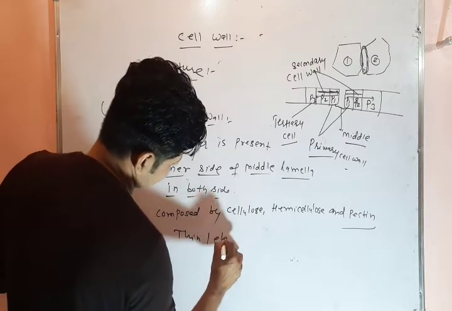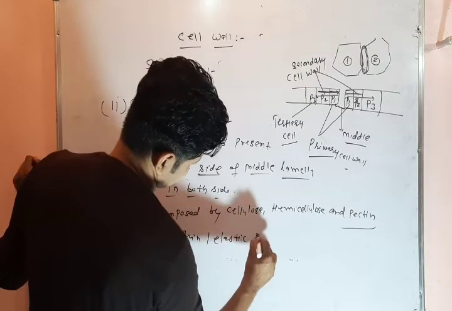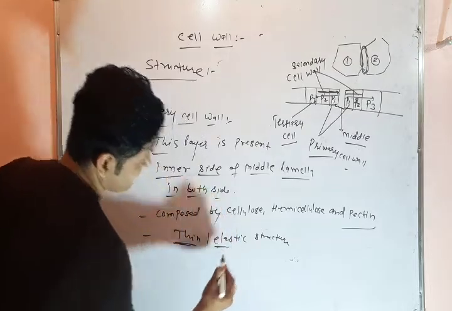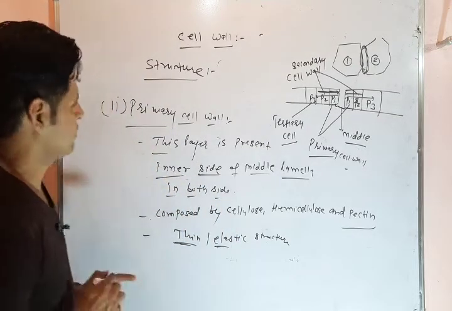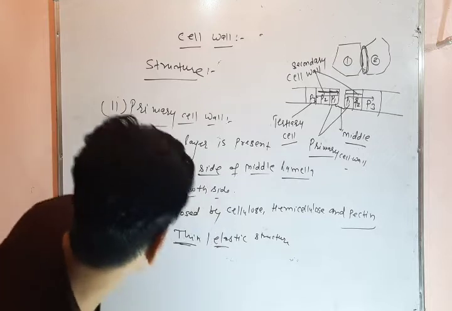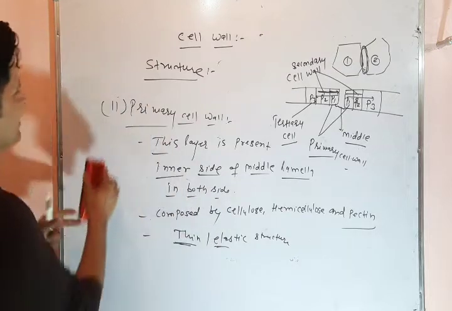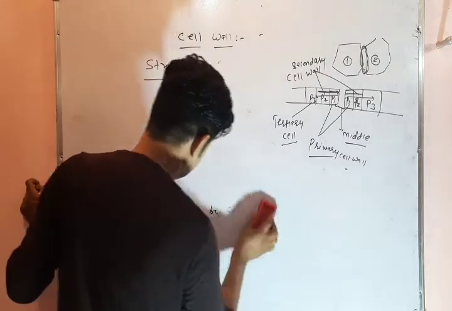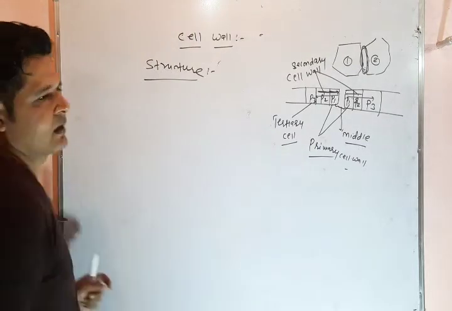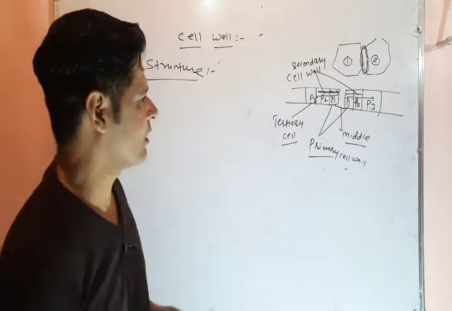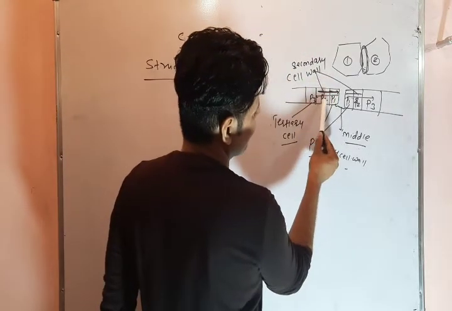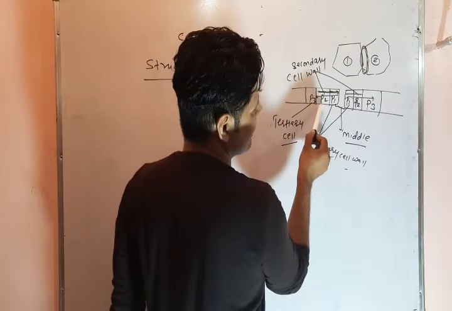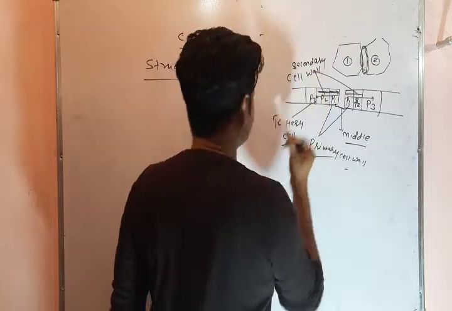The primary cell wall is a thin and elastic structure. Okay, I think you got it. Another layer is the secondary cell wall, which is present on the inner side of the primary cell wall. This is the primary cell wall and this is the secondary cell wall. So we can say that the secondary cell wall is present on the inner side of the primary cell wall.